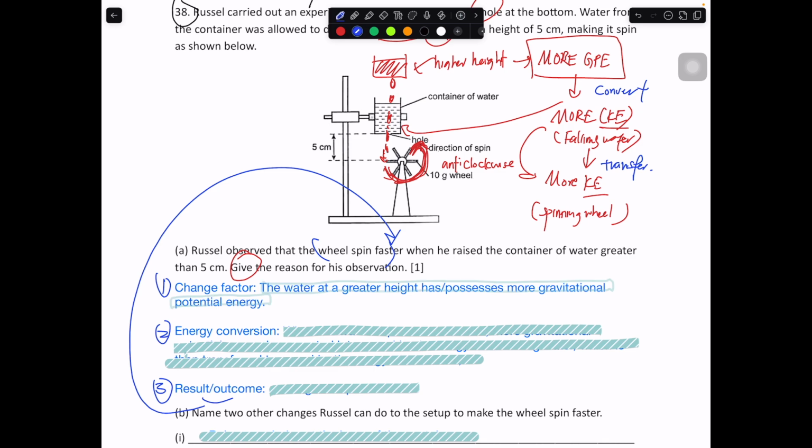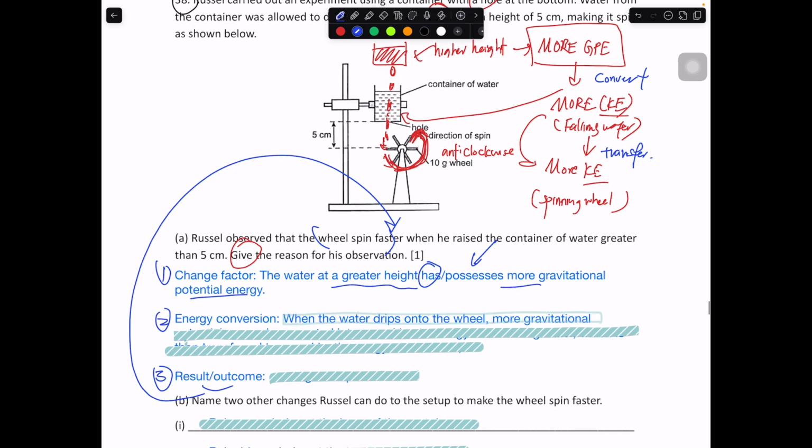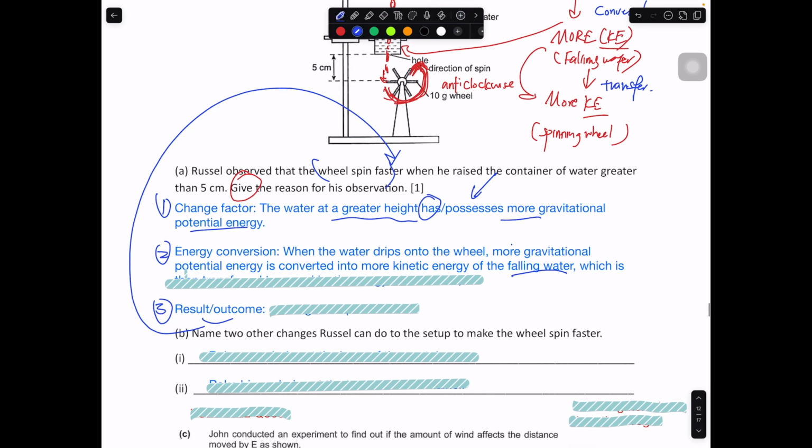So change factor will be something like this. Water at a greater height has or possess. This will be a better word, but it's alright. In exam, let's say you don't know how to spell possess, just use has. Okay, it's alright. Has more GPE. Okay, so when the water drip onto the wheel, more GPE is converted to more KE of the falling water, okay, which is then transferred to more KE of the wheel or of the spinning wheel. So causing it to spin faster, causing it or allowing it to spin faster, both are fine. So this will be one way to look at it, how to write energy conversion.